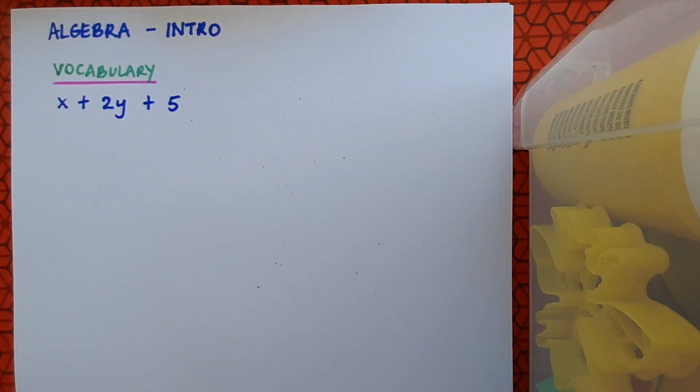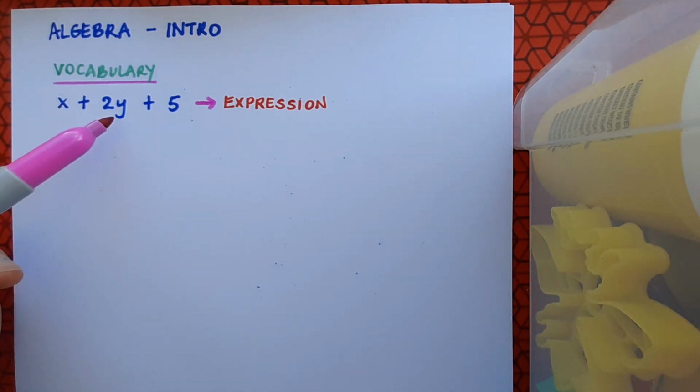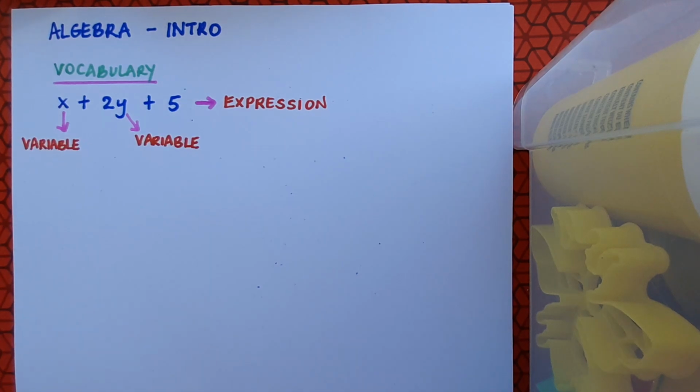Here I've written x plus 2y plus 5. A statement like this in maths that has no equal sign is called an expression. Within this expression, we have a number of components. We have x, we have y, and we have some numbers as well. The x and the y, and in fact any letters that you come across in an expression, can be called variables. This is because, depending on the situation, the values of x and y might change or vary.